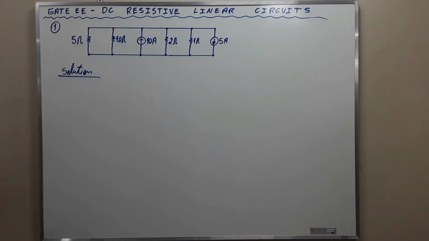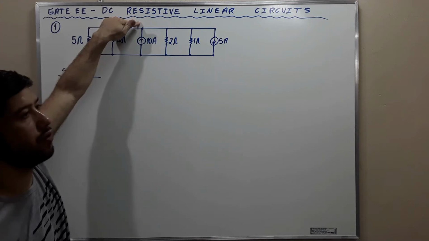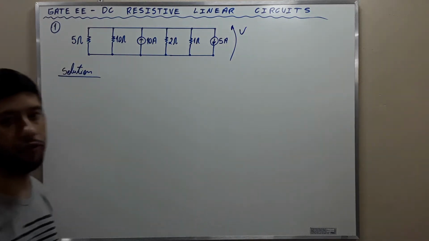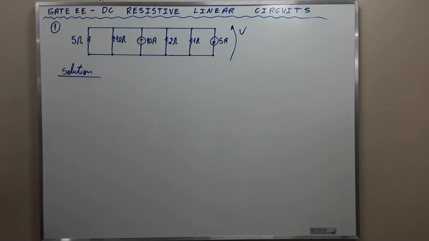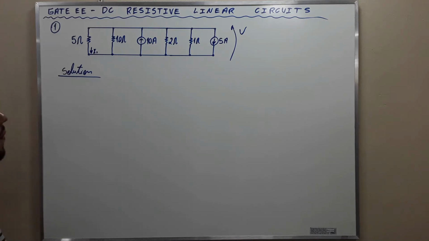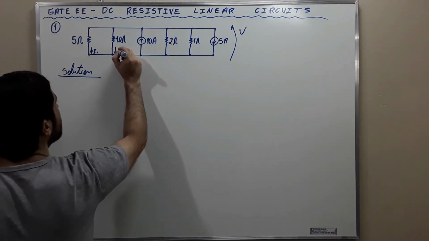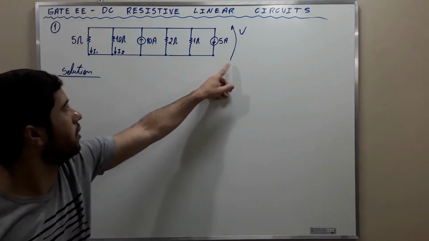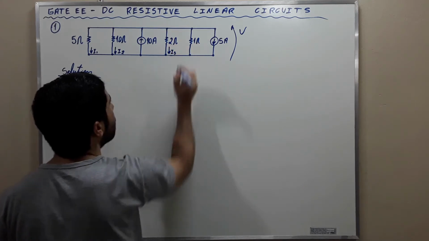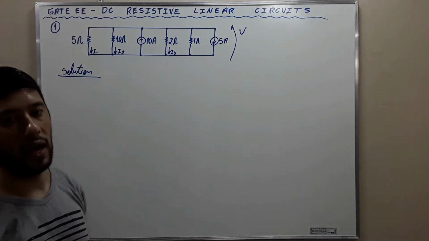Assuming that the upper bus is of higher potential than the lower bus, we're going to call this voltage V. We're going to call V divided by 5 ohms, I1. V divided by 10 ohms, I2. V divided by 2 ohms, I3. And V divided by 1 ohm, I4.